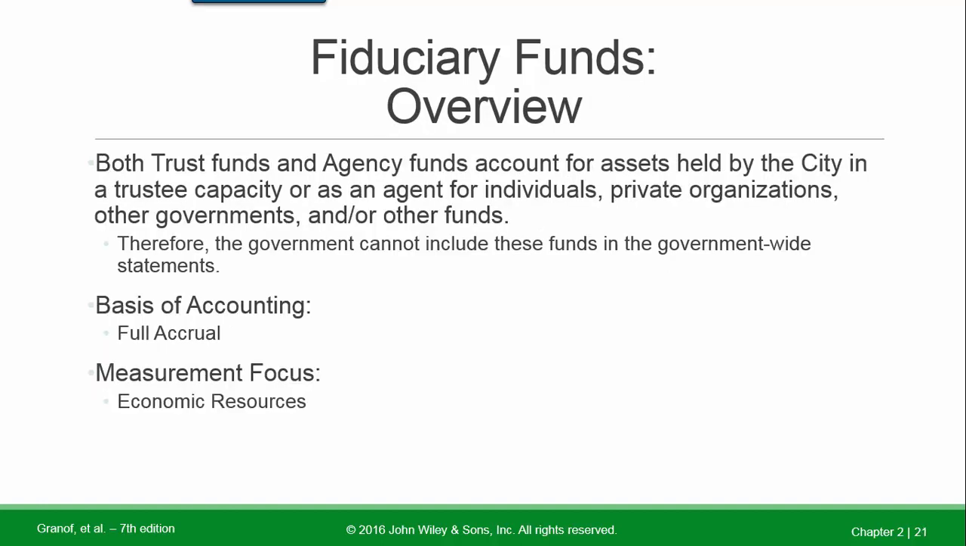Overview of fiduciary funds. Both trust and agency funds account for assets held by the city in a trustee capacity or as an agent for individuals, private organizations, other governments, and/or other funds. These are not included in the government-wide statements because they're pass-throughs. They don't belong to the government. Full accrual accounting; measurement focus is all economic resources.